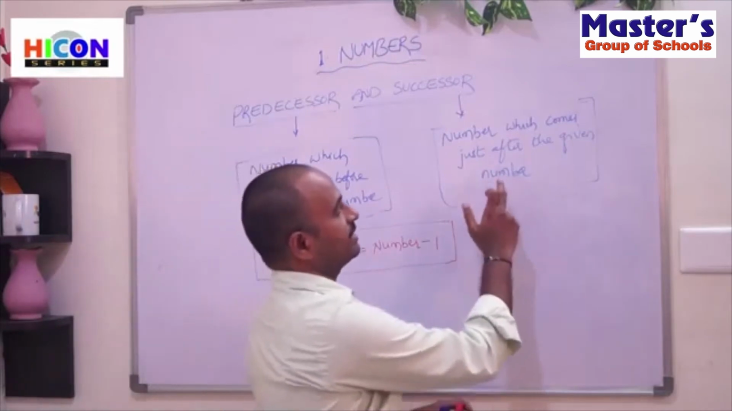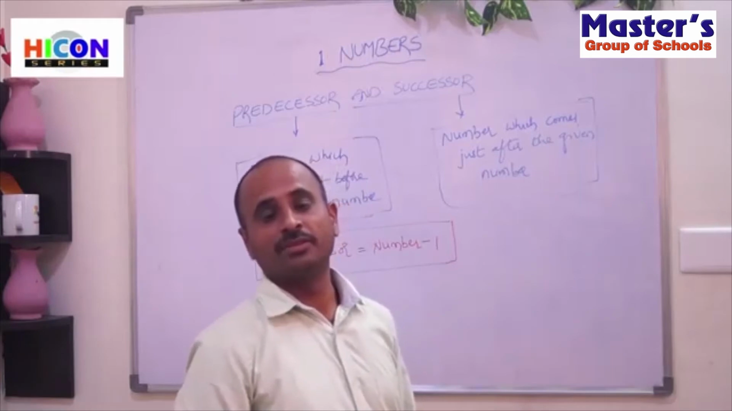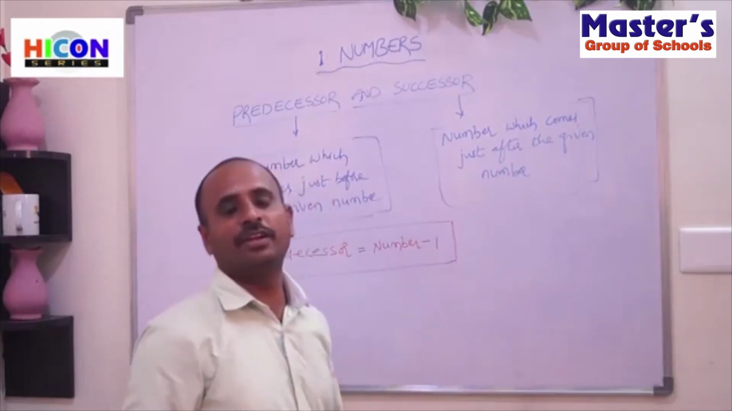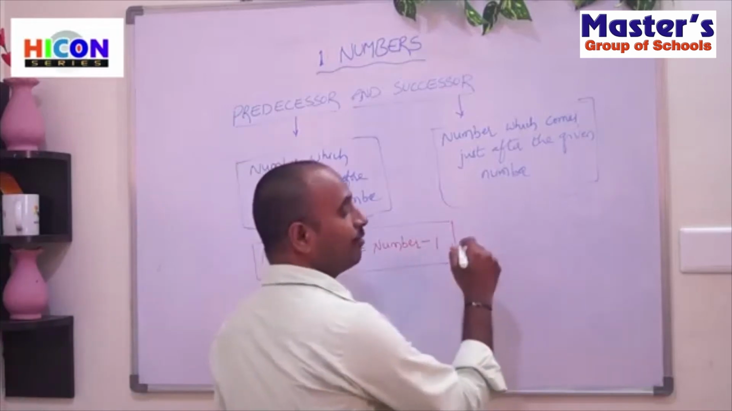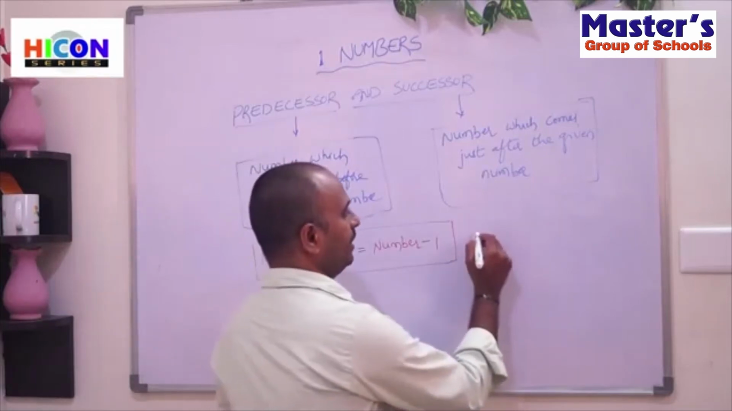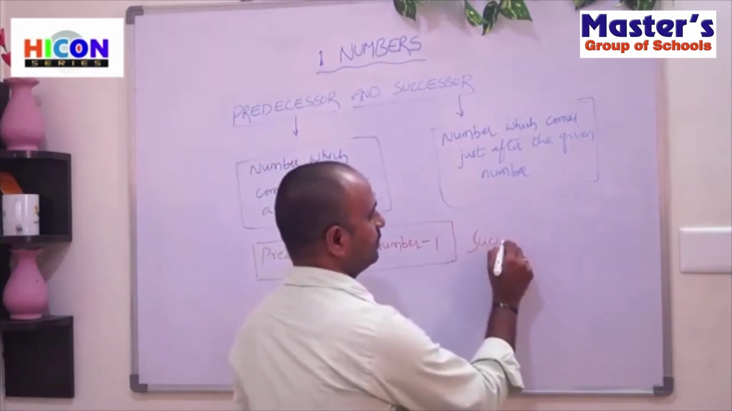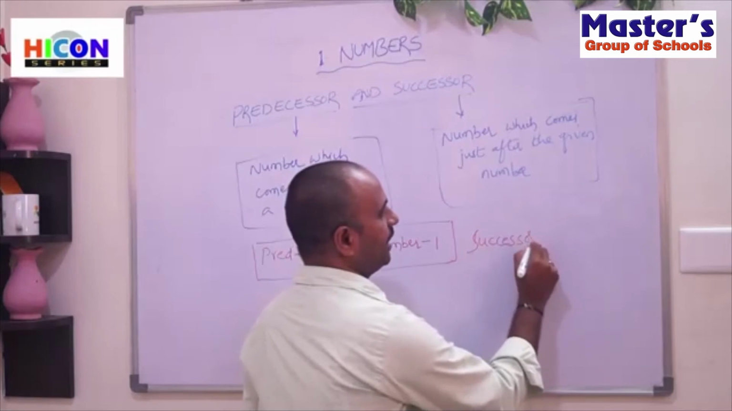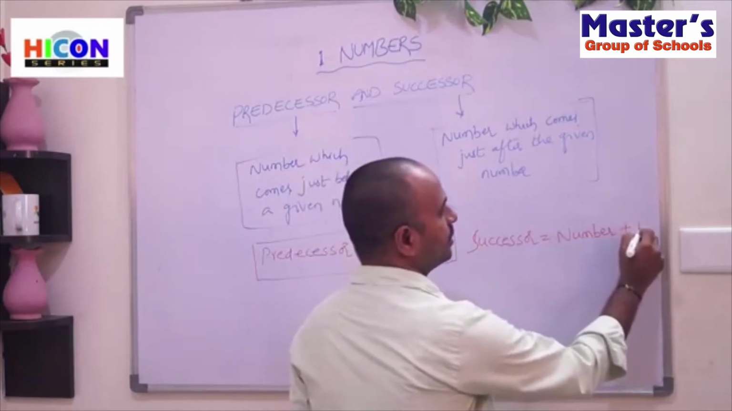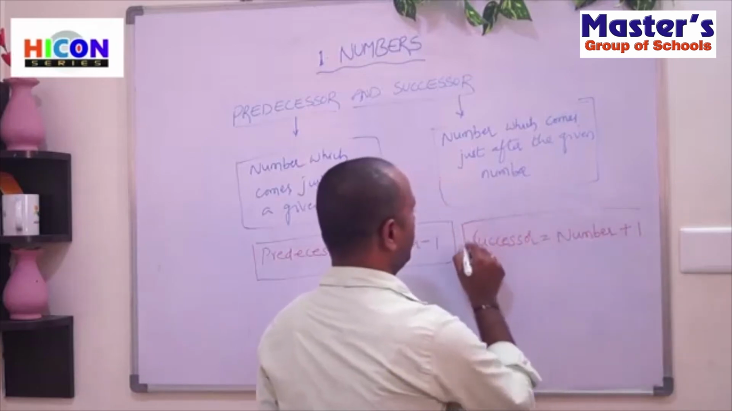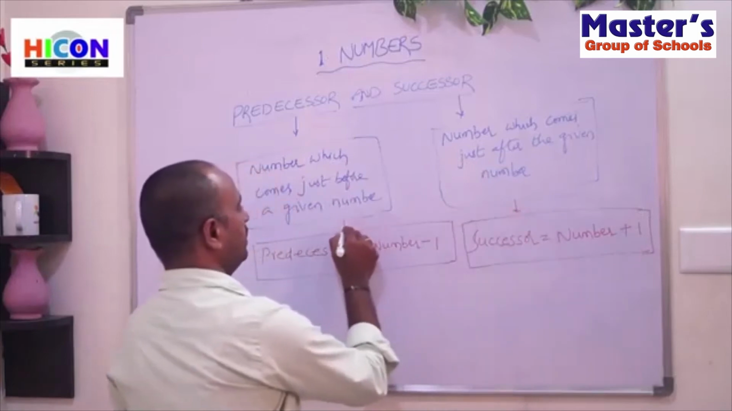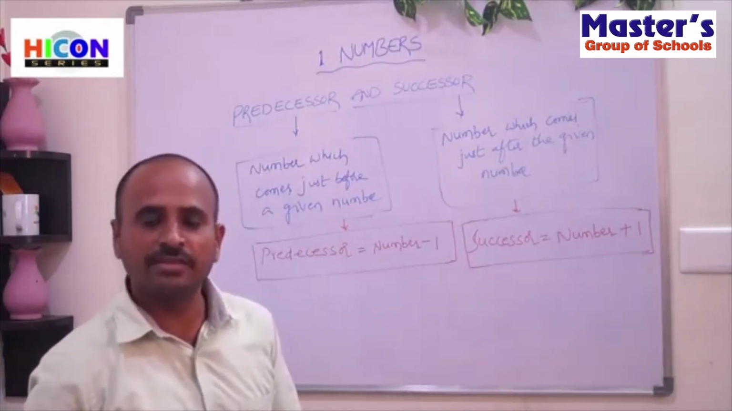But how can we get a successor for a given number? Successor means a number which comes just after the given number. So if we add 1 to the given number, we can get the successor. Successor can be obtained by adding 1 to the given number. So this is about predecessor and successor.